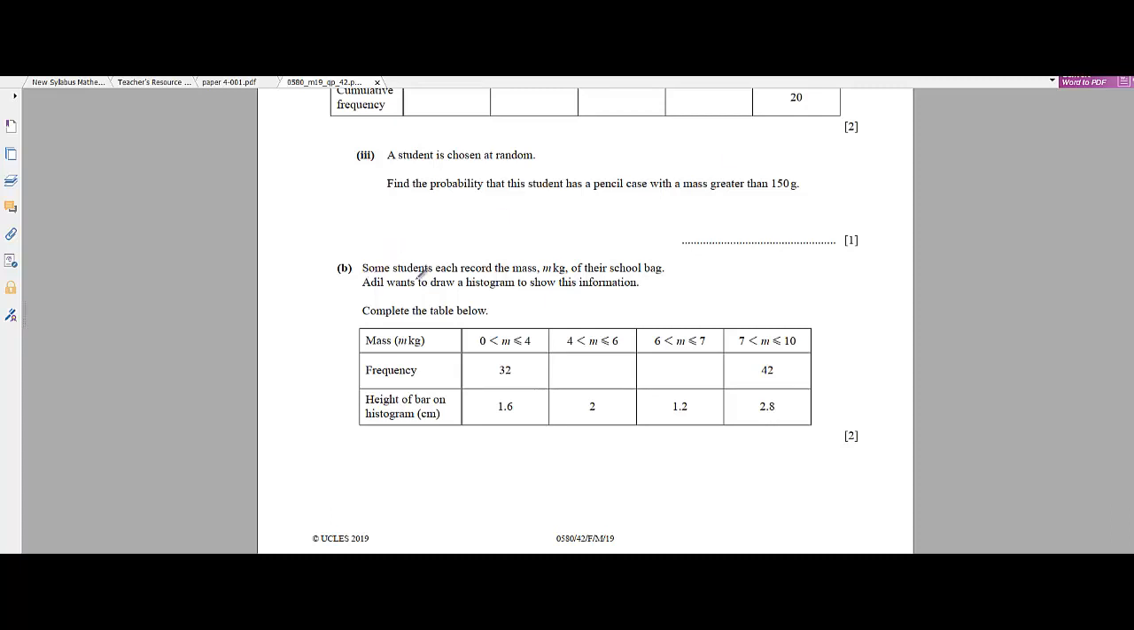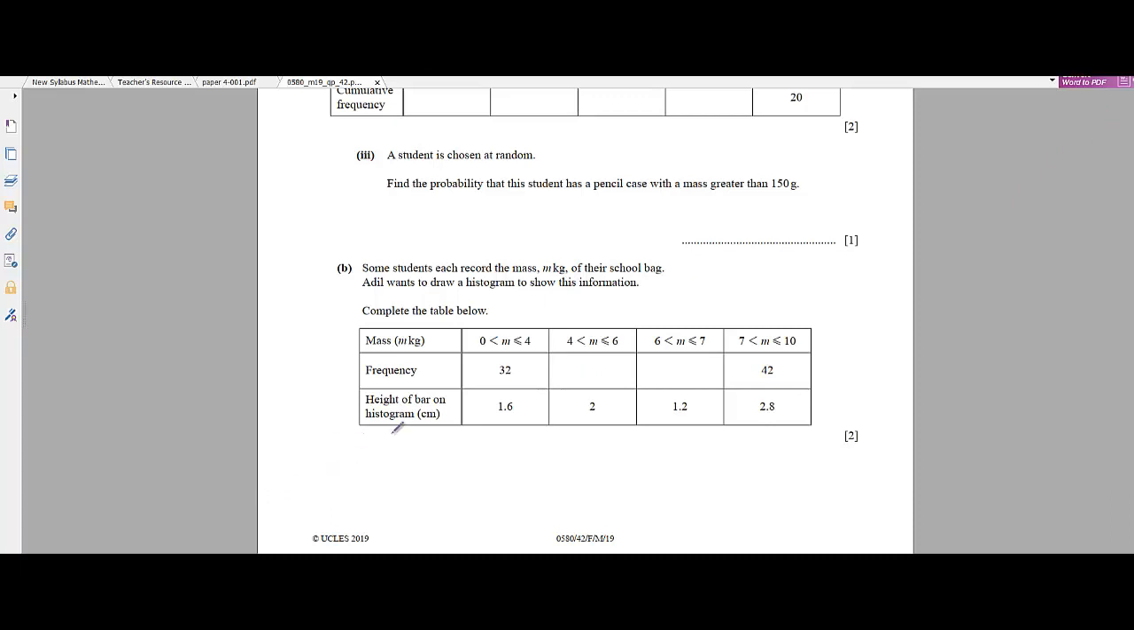Some students each record the mass m kilograms of their school bag. Adil wants to draw a histogram to show this information. Complete the table below. In this table, this is the mass, this is the frequency, and this is the height of the bar on the histogram. Now we have to find these frequencies.